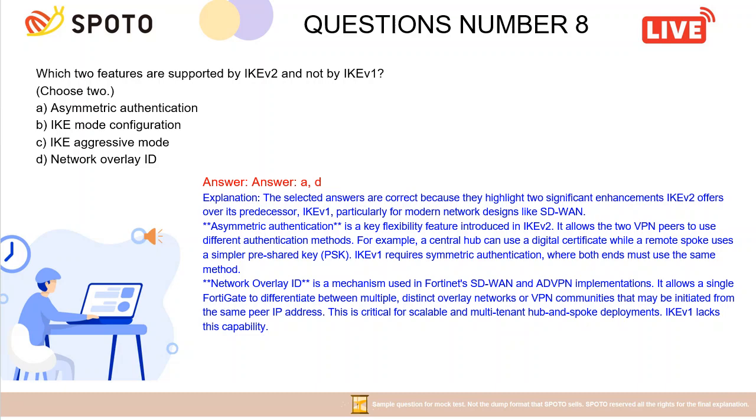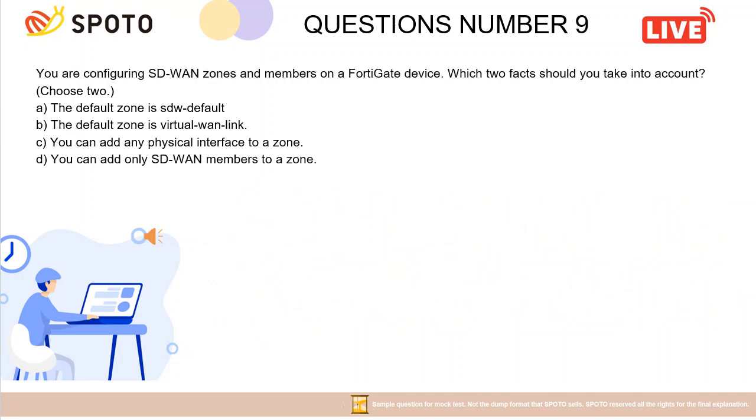Question 9. You are configuring SD-WAN zones and members on a FortiGate device. Which two facts should you take into account? Choose 2. A. The default zone is SDW default. B. The default zone is virtual WAN link. C. You can add any physical interface to a zone. D. You can add only SD-WAN members to a zone. You have 15 seconds to answer.